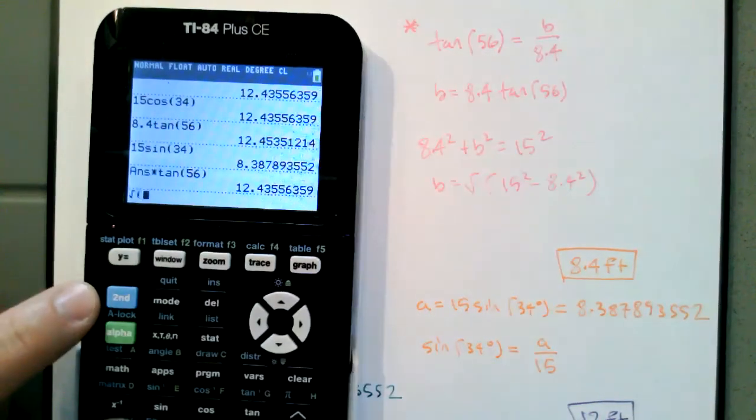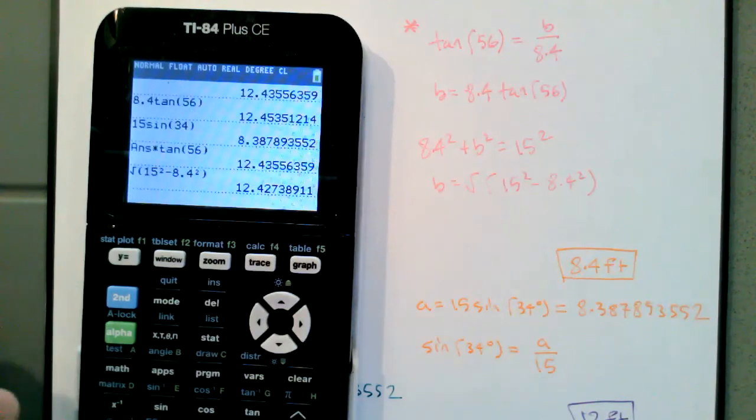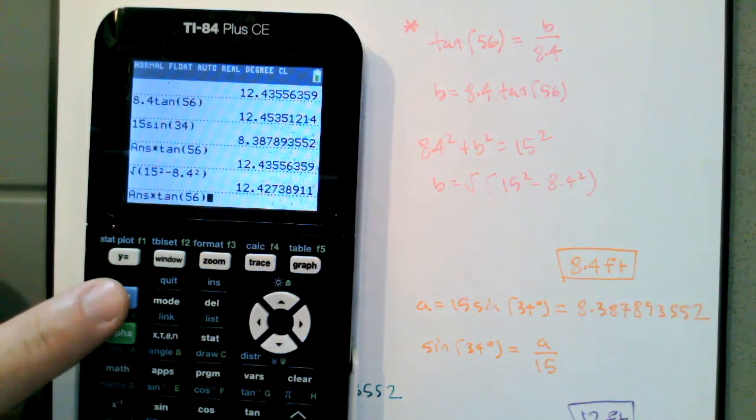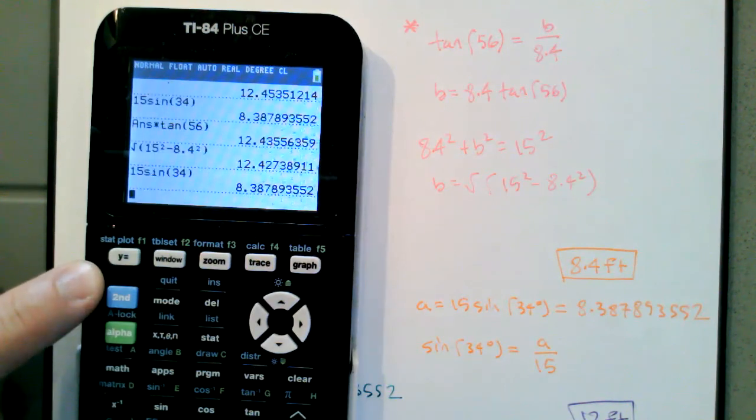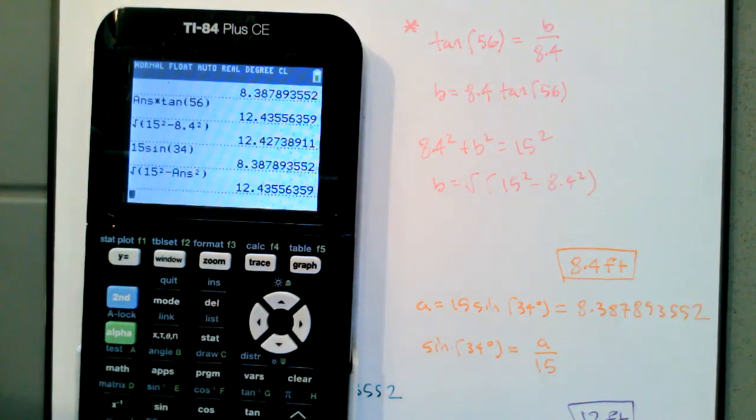So if I do the square root of 15 squared minus 8.4 squared, we see that we're a little bit off of where we want to be, 12.427. In this case, rounding to two significant figures doesn't make a difference. But if we want to avoid rounding error, I can just take where the 8.4 came from and run the calculation as 15 squared minus answer squared. And then we land exactly where we expected to, 12.43556359. Not that we were going to be writing all those digits anyway.